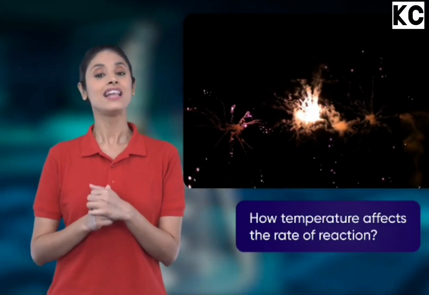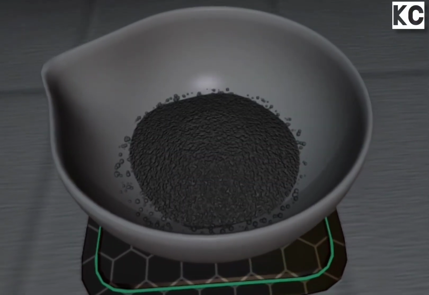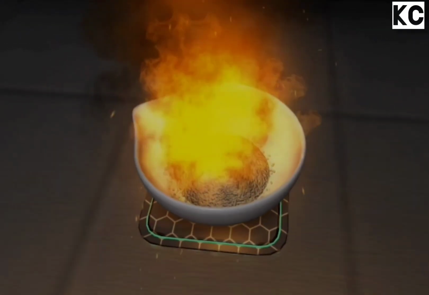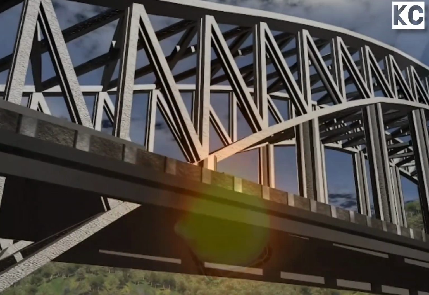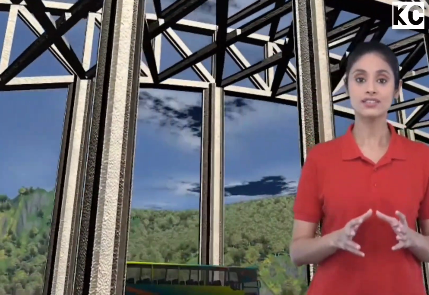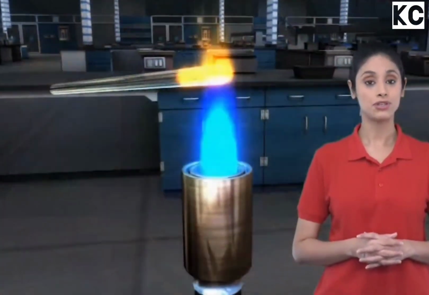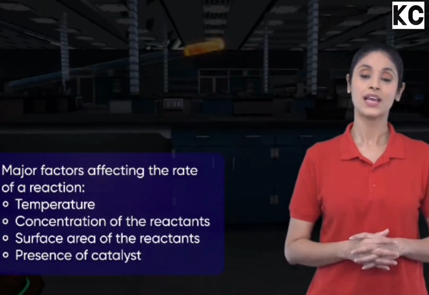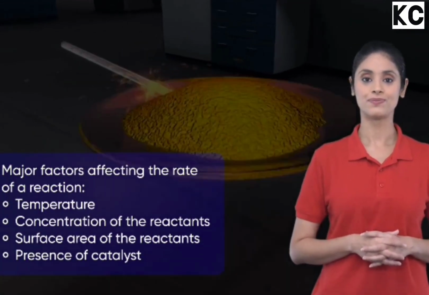In this video, let's find out how temperature affects the reactions. Explosions are combustion reactions that occur in a fraction of a second. In contrast, the corrosion reaction that rusts a bridge may take years. Various factors come into consideration while deciding the rate of a reaction. Let's study the effect of temperature on the rate of a reaction.